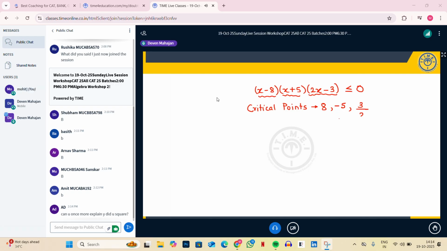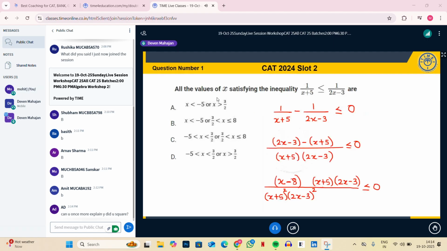So for these three values of x, if you take any of these values and substitute on the left hand side, that product will be 0. If any one term in the brackets becomes 0, the product will be 0. So these are critical points at which the product becomes equal to 0. The next step, we are transferring this term to the right hand side.